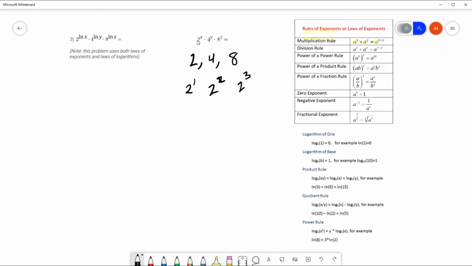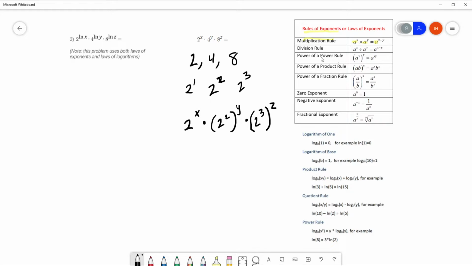So let's see what that looks like. 2 to the x can stay as is. We have 2 to the x times 4 to the y. I'm going to turn 4 into 2 squared. And so now I have 2 squared to the power of y. And finally, I have 8, which is going to be 2 cubed, and that's raised to the power of z. So I haven't done anything too crazy yet. But this idea is kind of the trick of this problem. Once you think of this and realize this, it actually all just comes into play pretty nicely.